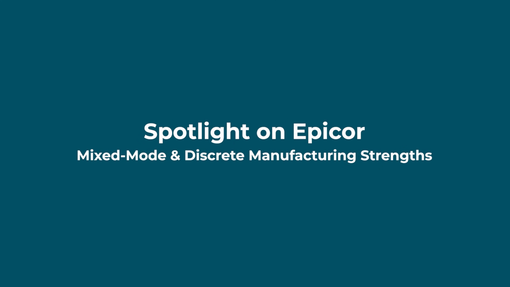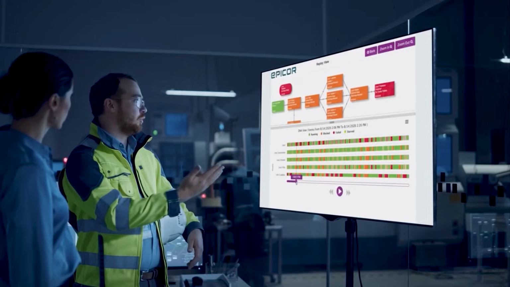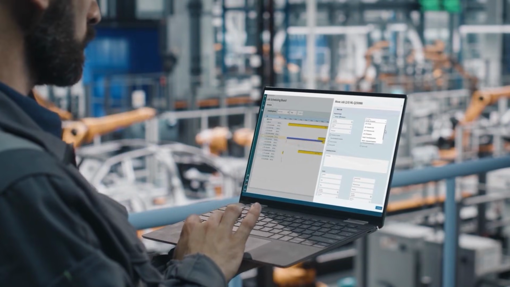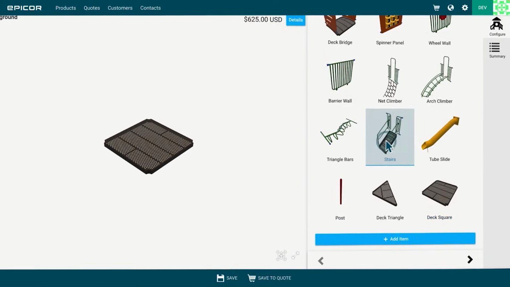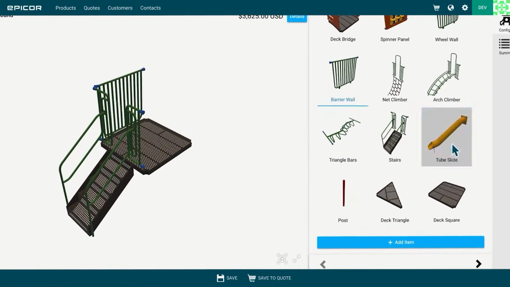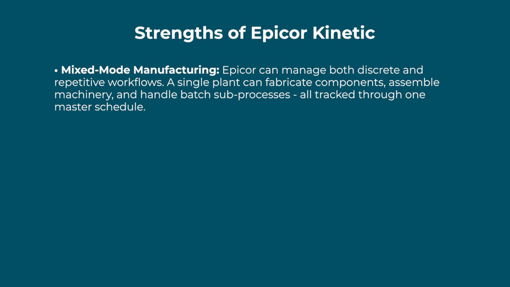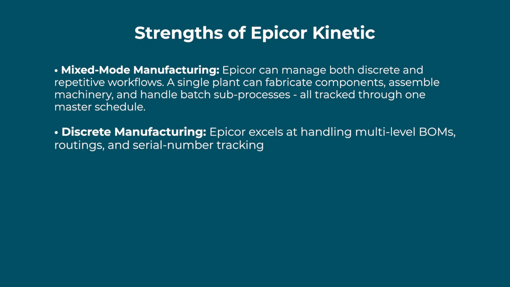Spotlight on Epicor. Mixed mode and discrete manufacturing strengths. Among manufacturing ERPs, Epicor Kinetic consistently stands out for its flexibility in mixed mode and discrete environments, especially across metals, machinery, and capital equipment manufacturing. Here's what Epicor does well in these modes. Mixed mode manufacturing. Epicor can manage both discrete and repetitive workflows. A single plant can fabricate components, assemble machinery, and handle batch sub-processes, all tracked through one master schedule. For metals and machinery manufacturers, this means that you can run standard product lines and custom builds side by side without losing visibility.